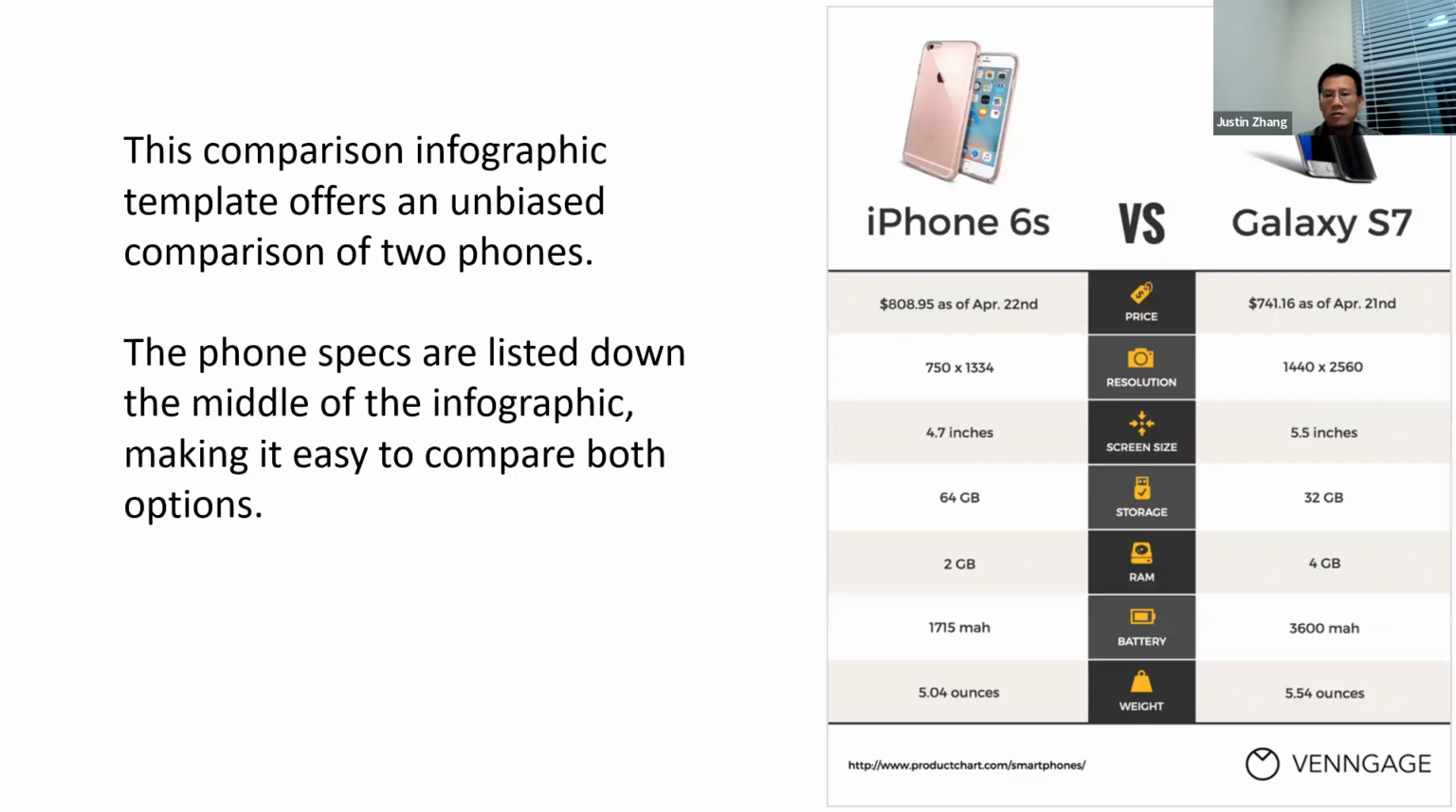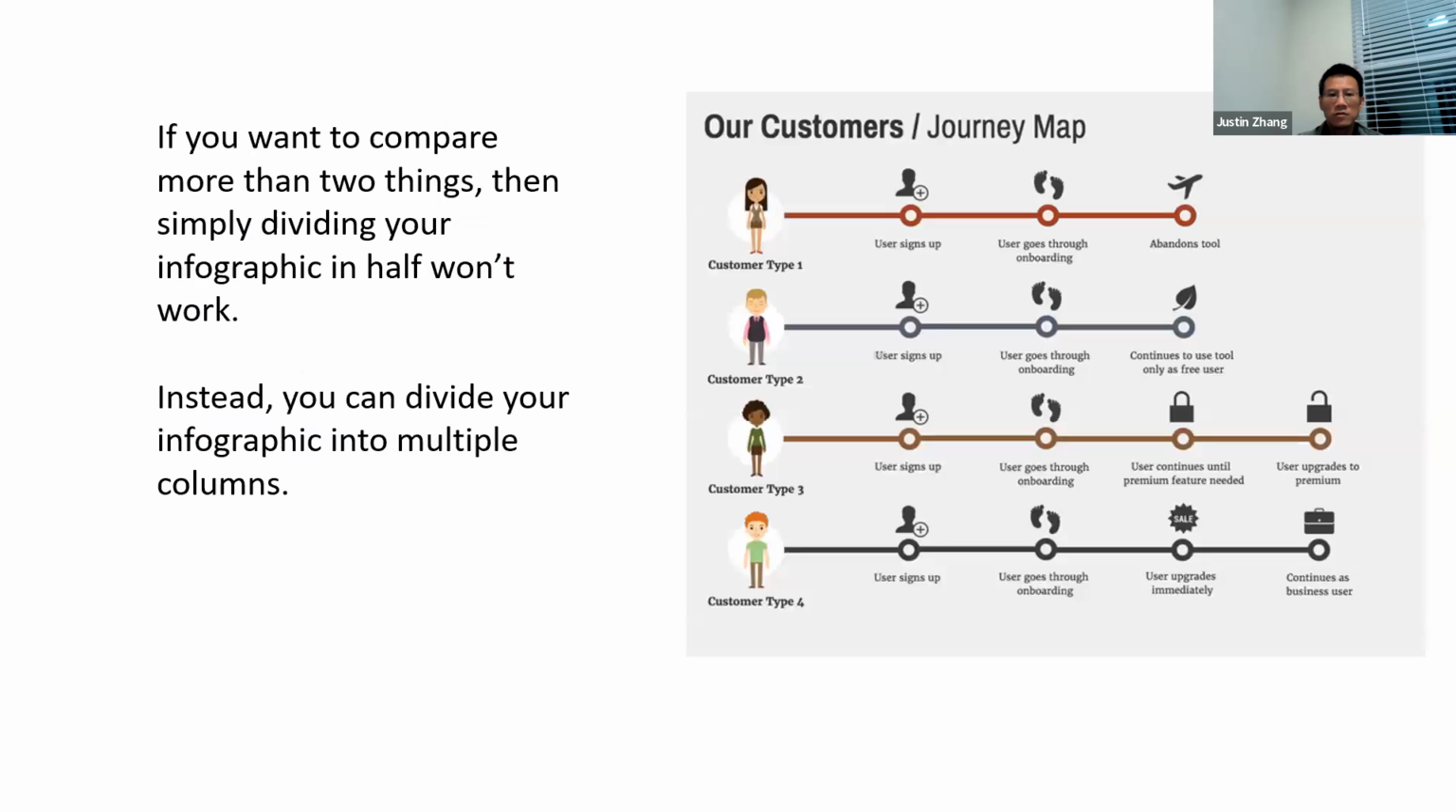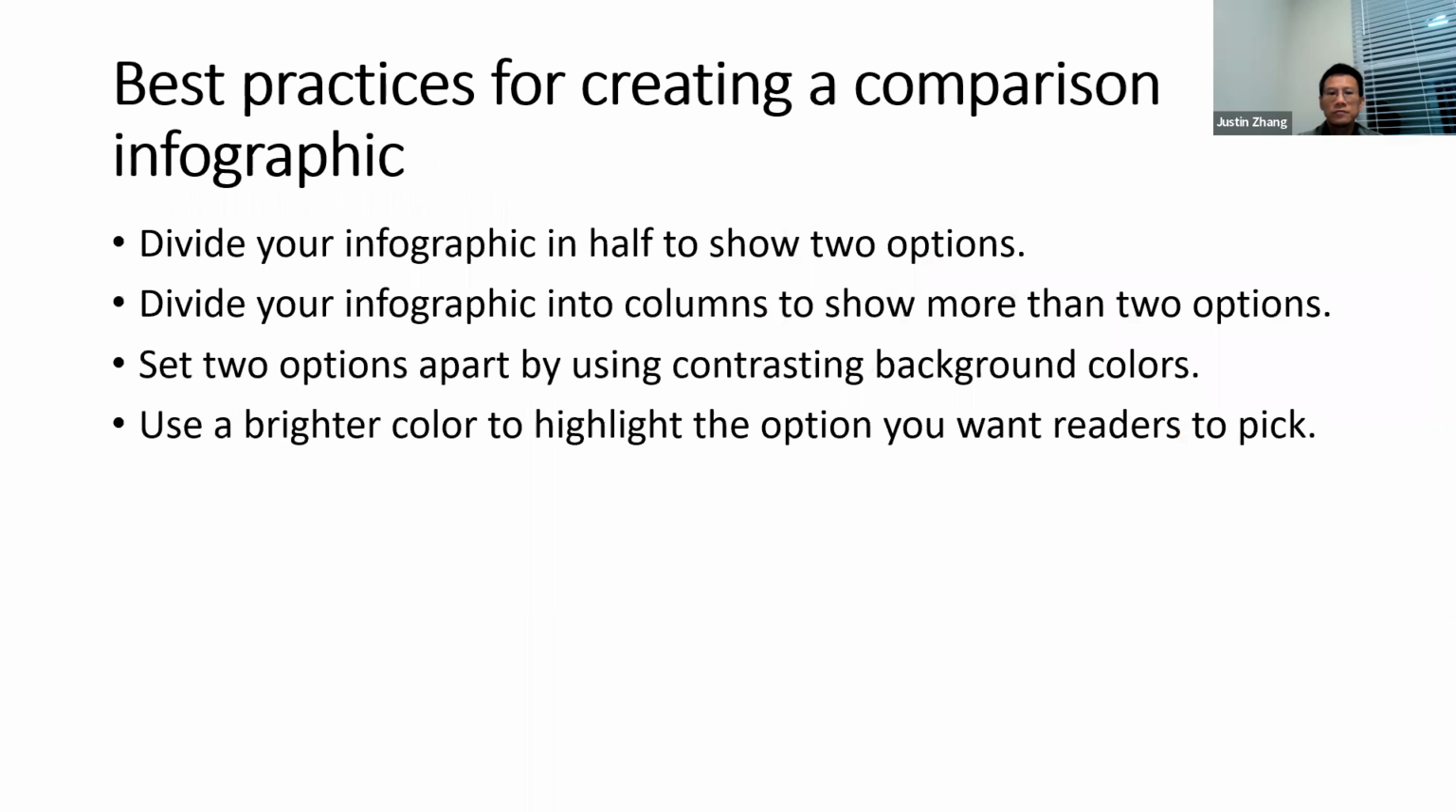So we typically use this two column layout for comparing two things. Again, that's the two option comparison. So if you want to compare more than two things, then dividing the infographic in half will not work. You can divide into multi-sections or multi-columns or multi-rows. So best practices. So depending on how many things you want to compare, it can be two sections, two columns, two rows, or multi-sections, multi-rows and columns.